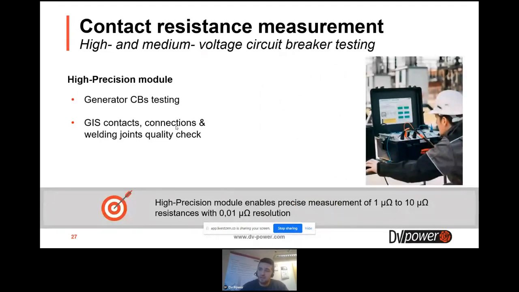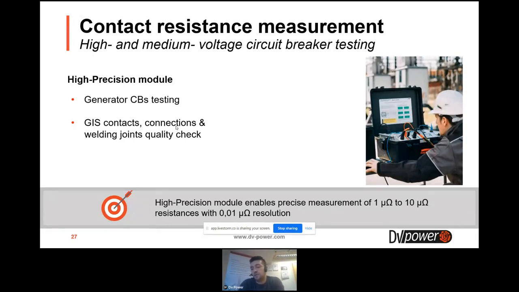Also, sometimes interesting features can be measurement of ultra low resistances. For example, we had some requirements from Siemens for measurement of the connection on the GIS, or some applications for measuring resistance of the welding joints, or for measurement of the generator circuit breakers, which can be like 5 micro-ohms. To tell you the truth, all manufacturers of micro-ohmmeters for testing circuit breakers say that the device is capable of measuring resistance from zero to, for example, 1 ohm, but in real situations it is very hard to get precise results on ultra low resistances, if you have only a few micro-ohms.